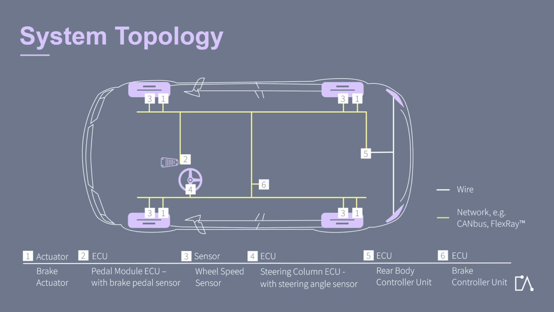The ECUs and sensors are connected over a bus network to communicate with each other. The bus network is marked in yellow and can be, for example, a CAN bus or a FlexRay frame. Now you know what a simplified brake system with all important ECUs looks like.